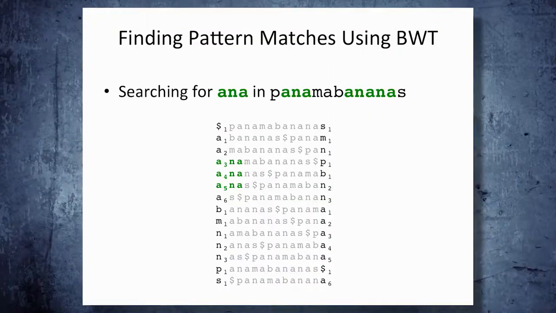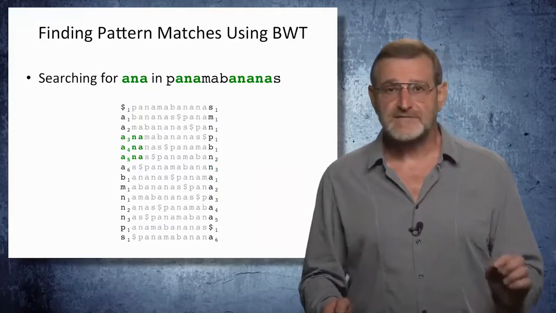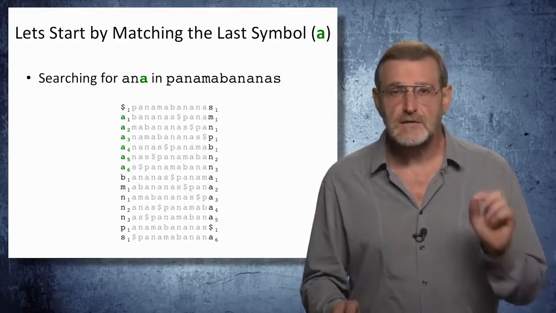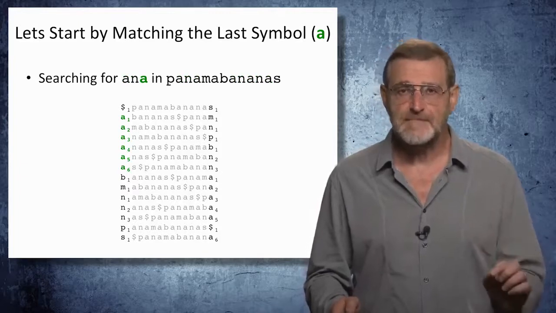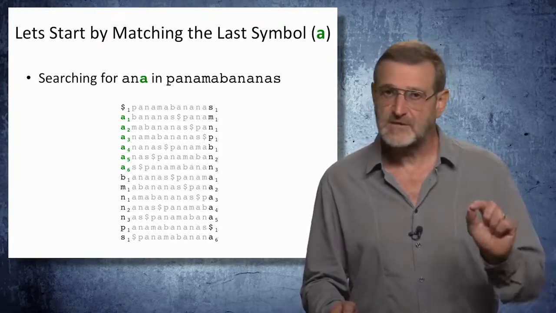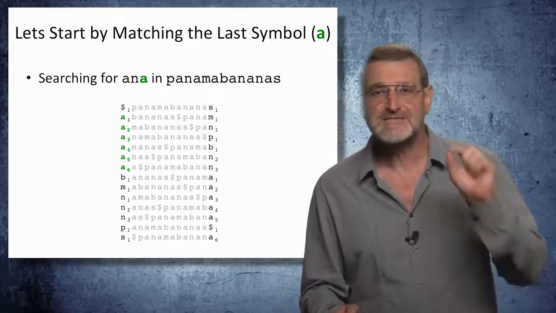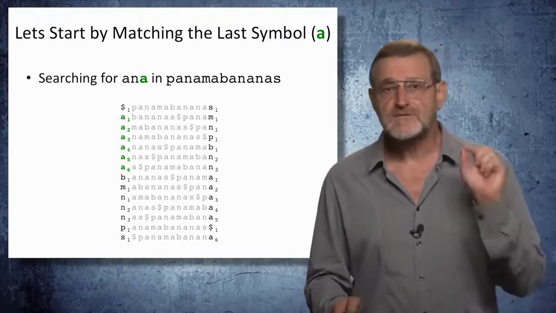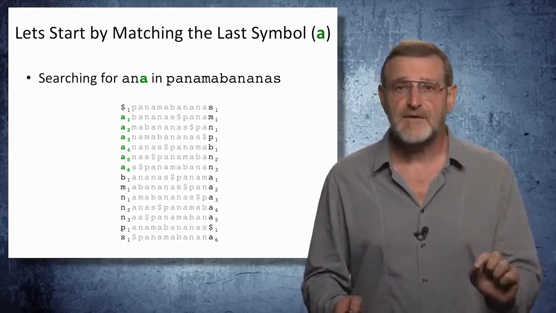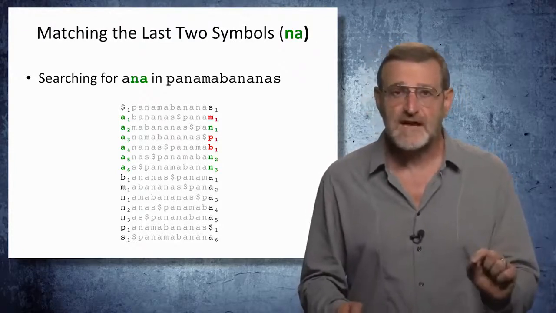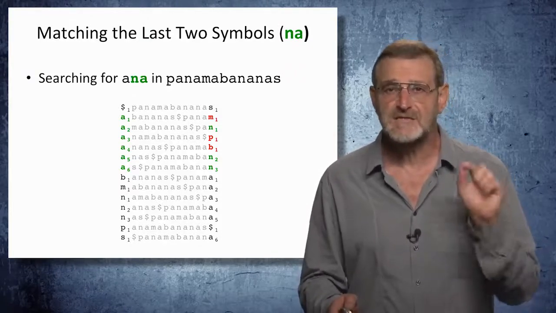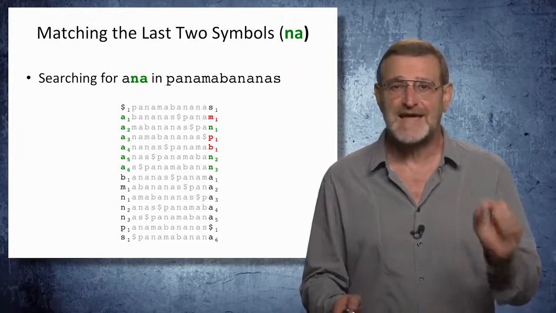So let's see how we can do this. Let's search for Anna in Panama Bananas. Well, we definitely start by noticing that there are 6 rows that start from letter A. And please notice also that we are currently matching the last symbol in ANA rather than the first one. This will be important. So there are 6 rows starting from A, but only 3 of them are ending in N, what we need, because we are looking for matching the last 2 symbols now of ANA, which is NA.